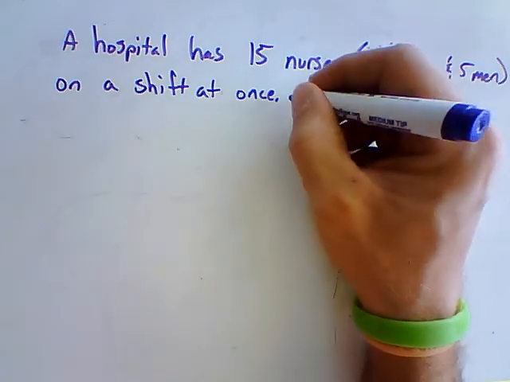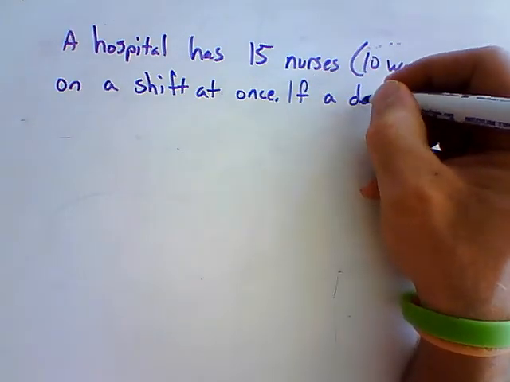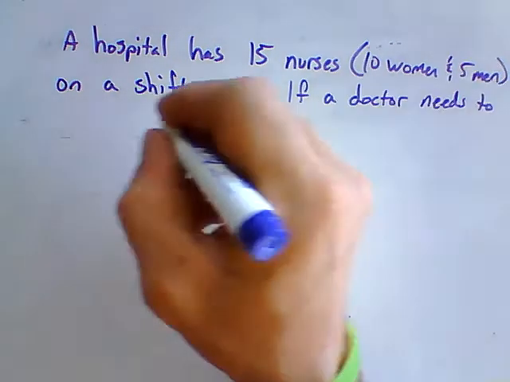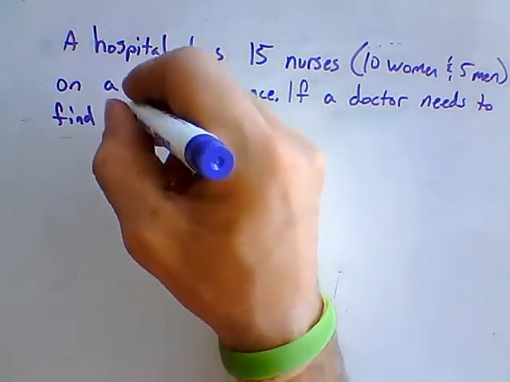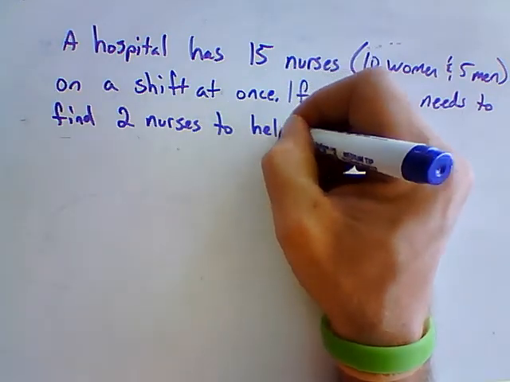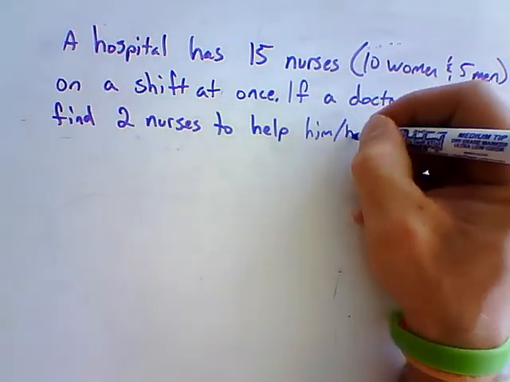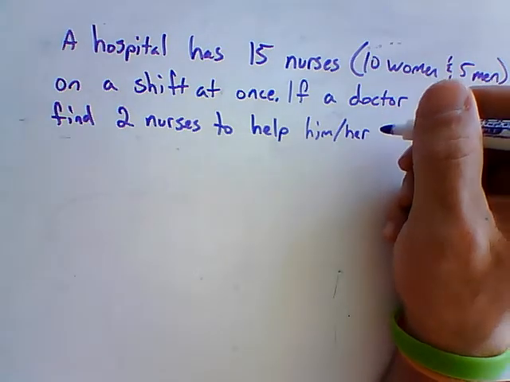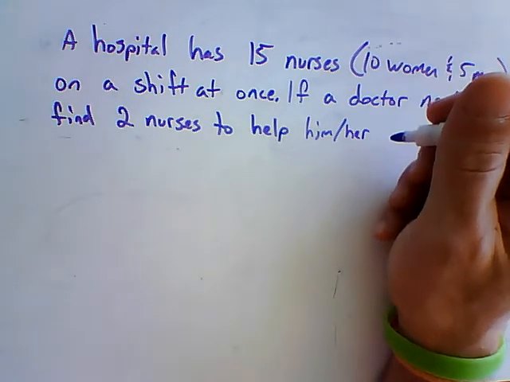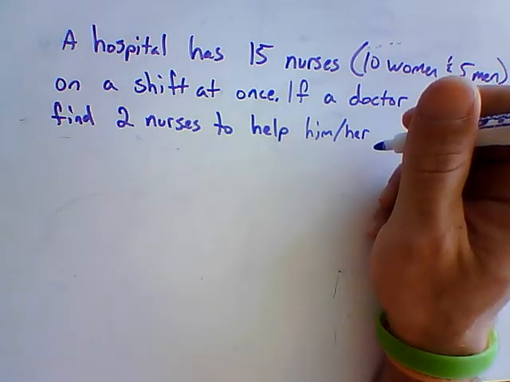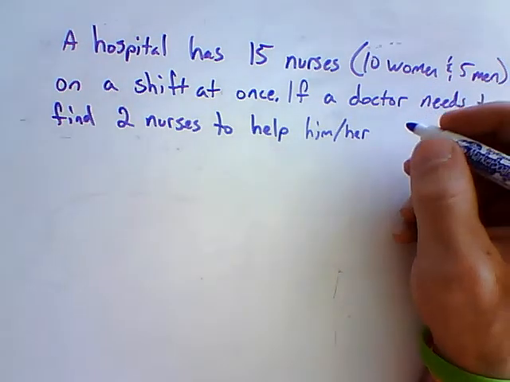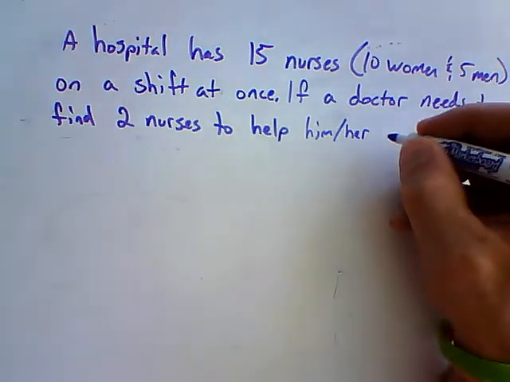All right? If a doctor needs to find 2 nurses to help him, her, I made this problem up, the doctor's just going to grab, he has like an emergency surgery or something going on, he's just grabbing the first 2 nurses he sees, or she is getting ready to have a surgery, and she grabs the first 2 nurses she sees. I'm not doing both of them just because I'm trying to be simple, all right?